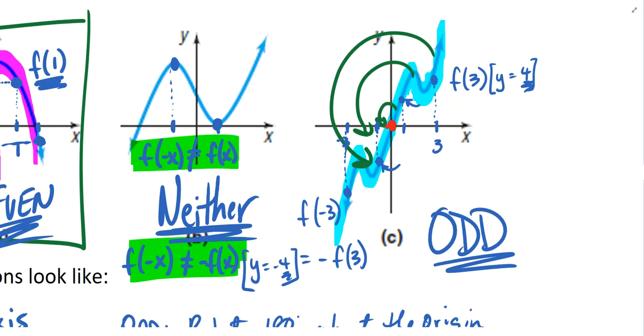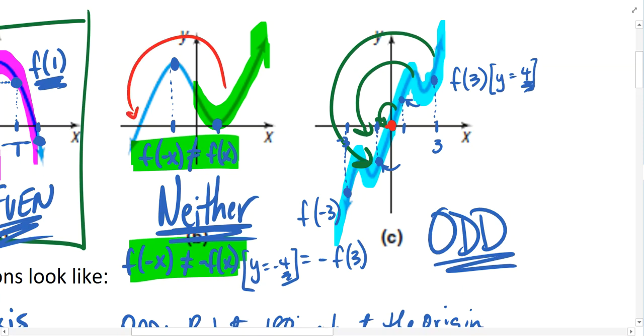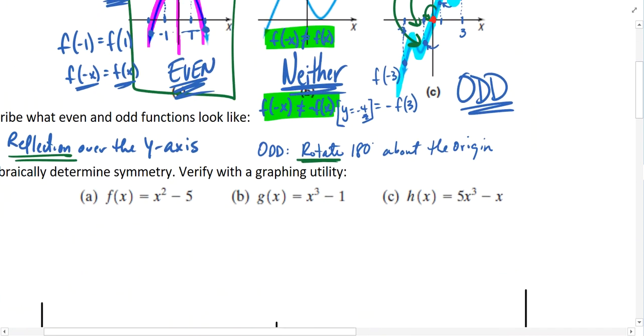In this graph here, we sort of have that rotation occurring. We have a leg or a branch on this side, and in a sense you might see that it could rotate around and land on this section of the graph. But since that point of rotation is here, not here at the origin, that doesn't satisfy our description. So again, we would say that this graph represents a function that is neither even nor odd.